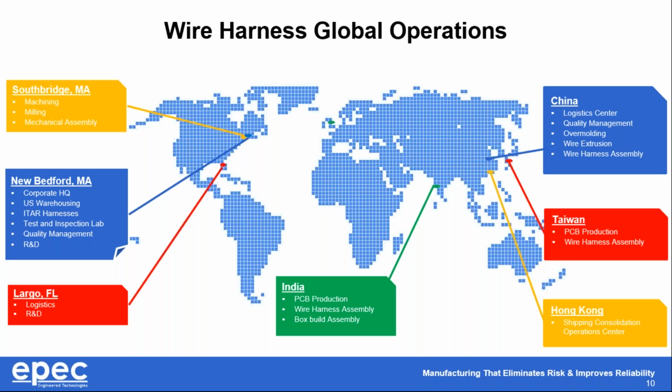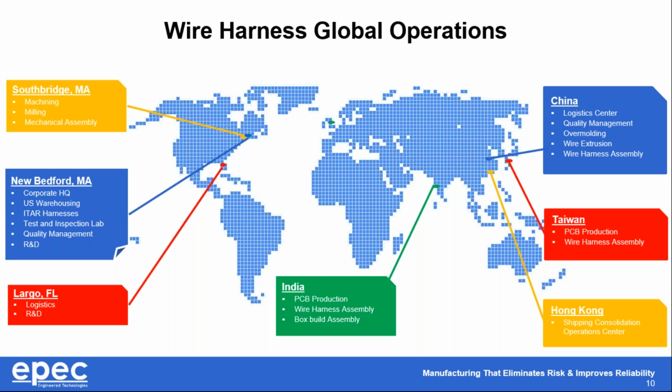More about our global supply chain. To support our harness manufacturing capabilities, Epec has a global footprint. The majority of our wire harness activities are centered between here, where I'm based, our New Bedford, Massachusetts corporate headquarters, and our various supply chain partners spread across Southeast Asia.